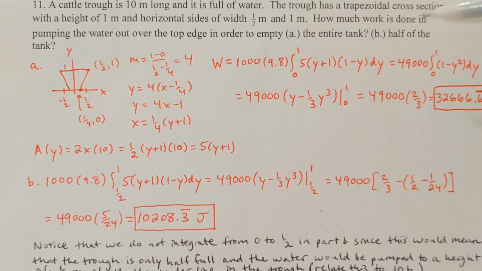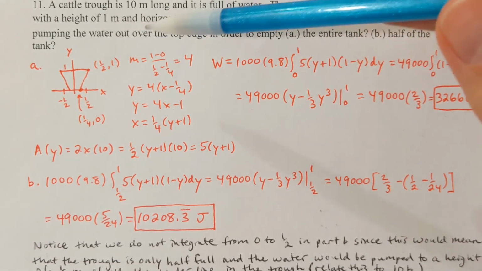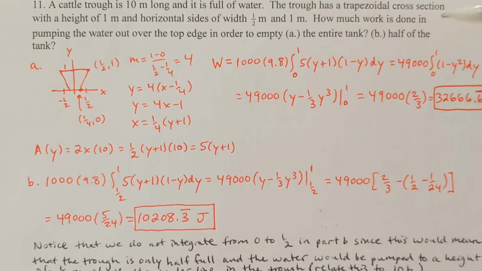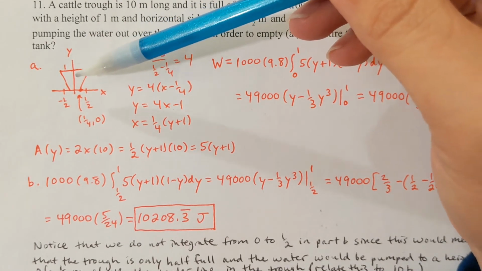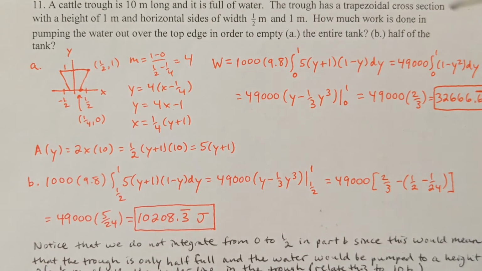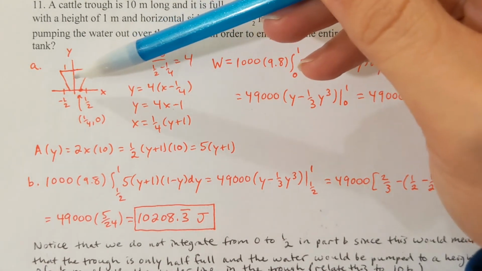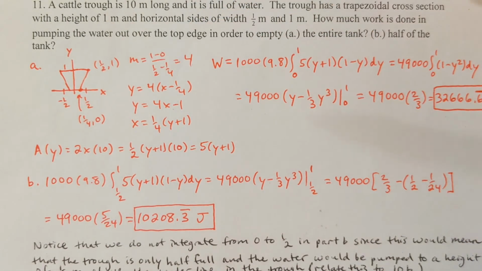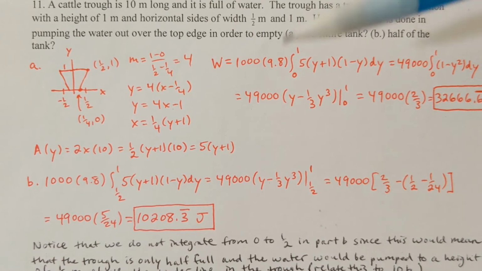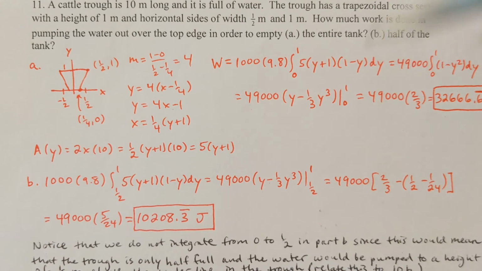Part B, how much work is done in pumping the water out over the top of the edge in order to empty half of the tank? Now, obviously, in Part B, you're emptying the top half. Now, that's going to be important for our setup, okay? And emptying the bottom half doesn't make sense if you got water still sitting on the top half, right? But we need to make sure that our setup is fitting to the situation here.